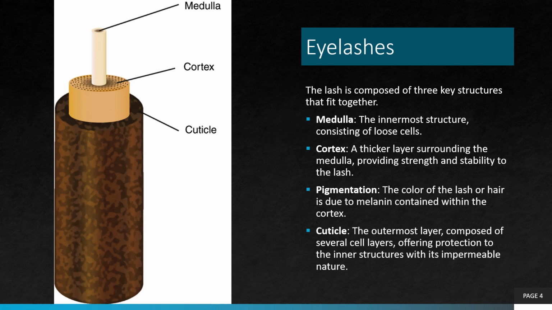The structure of the lash is quite fascinating and is made up of 3 key components that fit together. At the very core is the innermost structure called the medulla, which consists of loose cells. Surrounding the medulla is a thicker layer known as the cortex, which provides the lash with strength and stability. The colour or pigment of the lash comes from the melanin present in this cortex. Finally, the outermost layer is the cuticle, which is made up of several cell layers. This cuticle acts as a protective barrier, shielding the inner structures of the lash due to its impermeable nature.